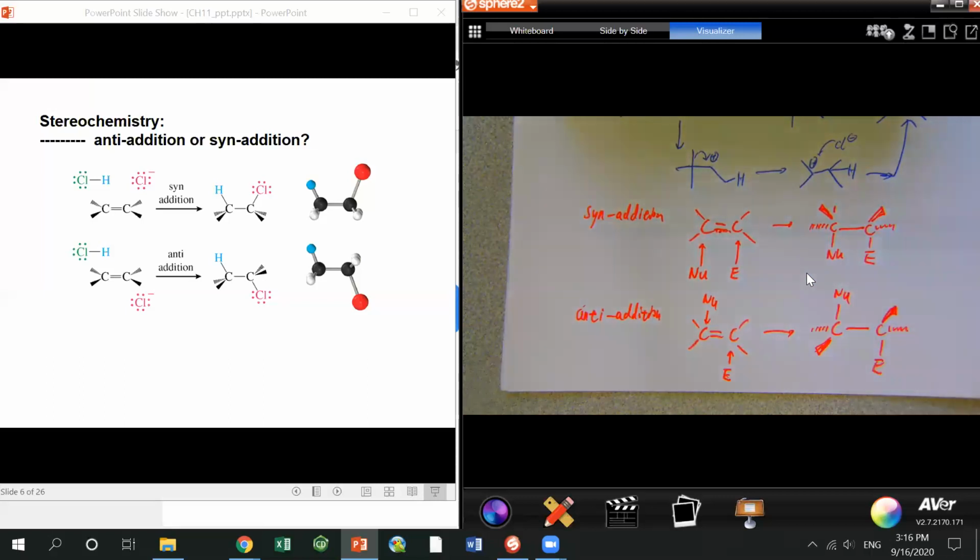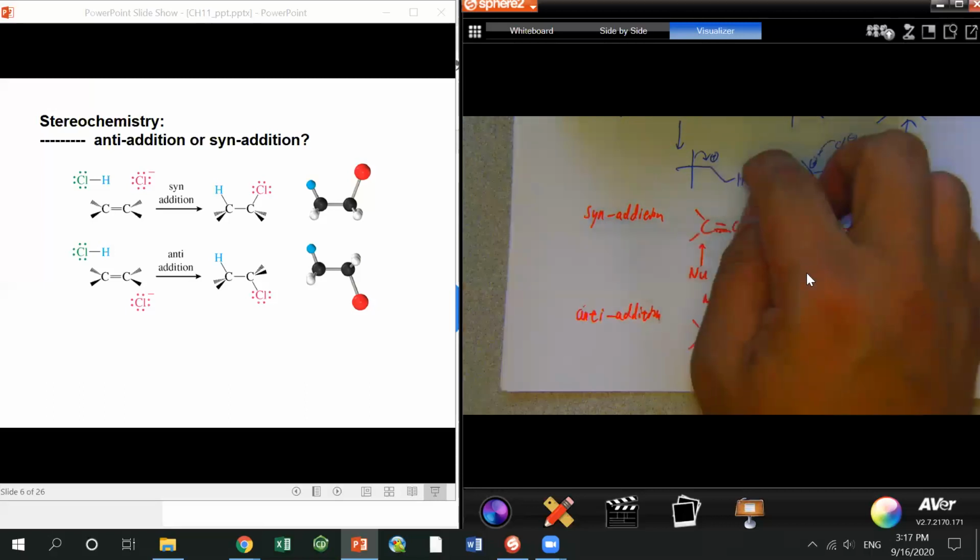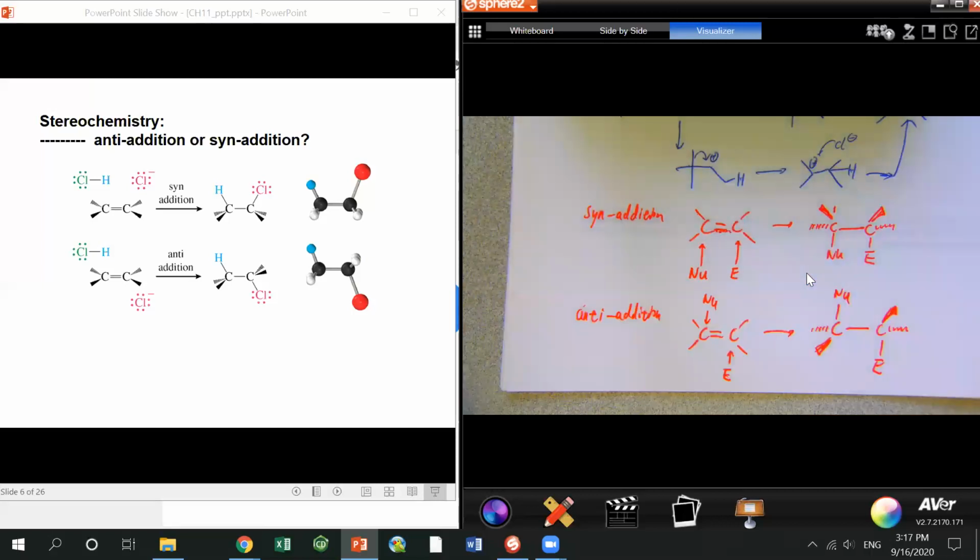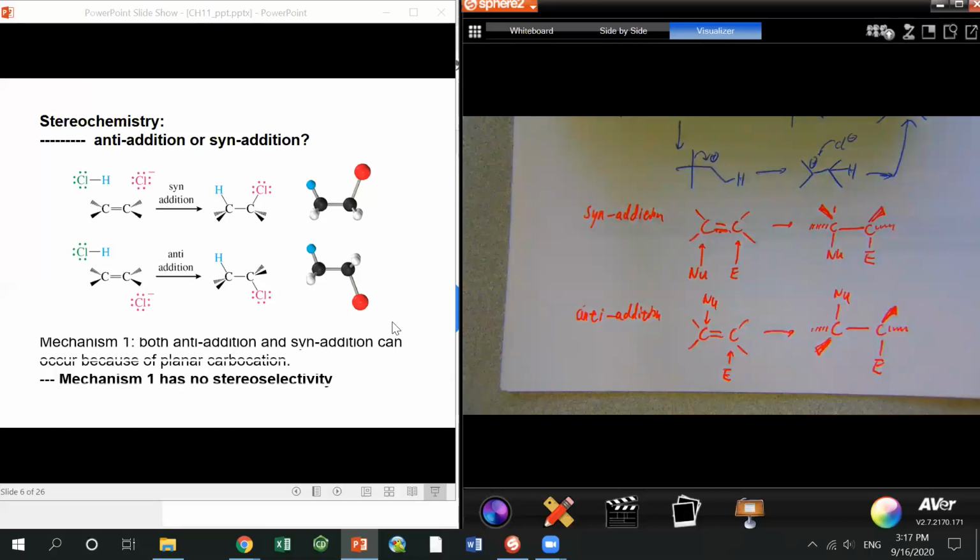So that's the anti-addition, syn addition. And for mechanism one, that's the relatively easy one. Because of the carbocation, the nucleophile can come from the top or from the bottom, it doesn't matter, so you generate both. In other words, mechanism one has no stereochemistry.